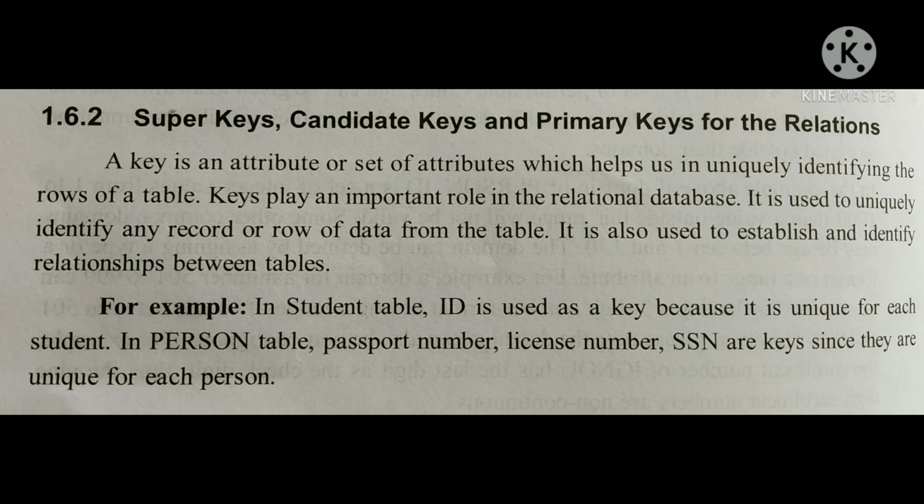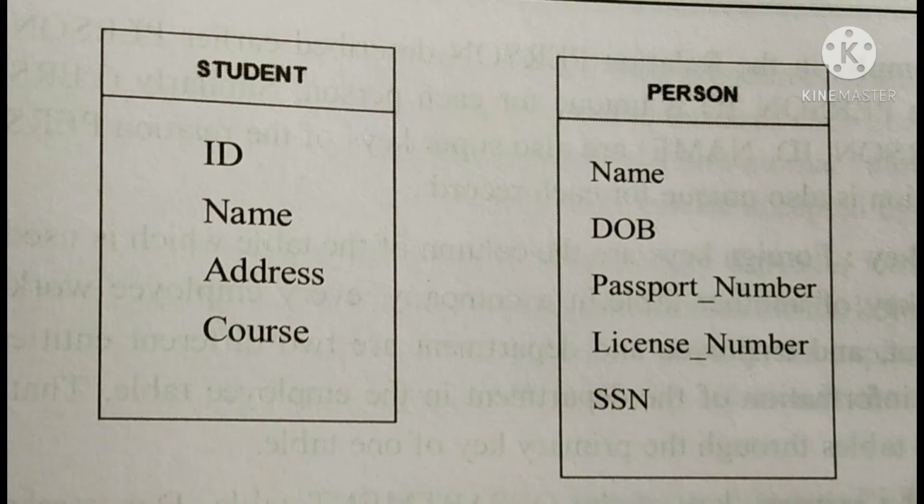These are some relational schemas. Then you follow some keys, such as super keys and candidate keys. There are different keys, and here we discuss them. A key is an attribute or set of attributes which helps us in uniquely identifying the rows of a table.